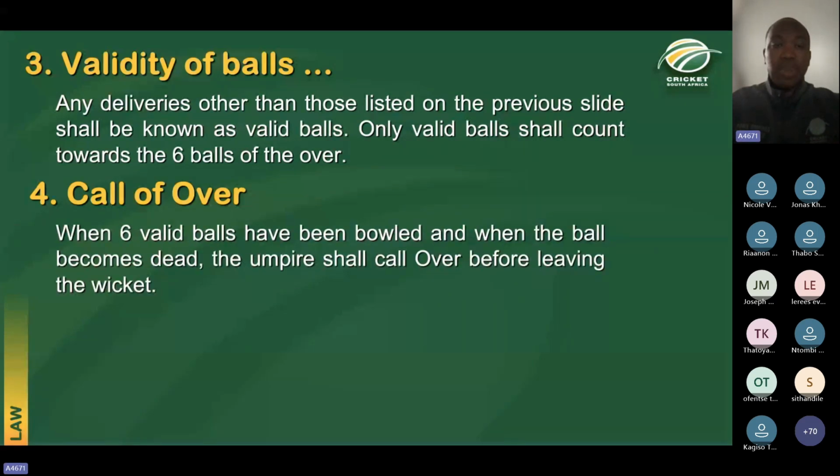When 6 valid balls have been bowled and when the ball becomes dead, the umpire shall call over before leaving his or her wicket at the bowler's end and walking towards square leg for the start of the next over, where he or she will be the striker's end umpire.